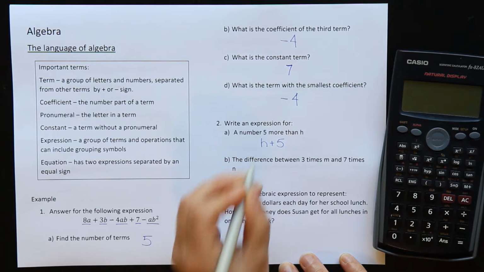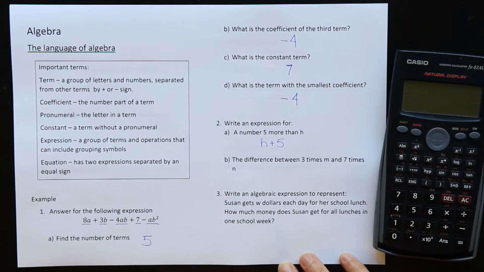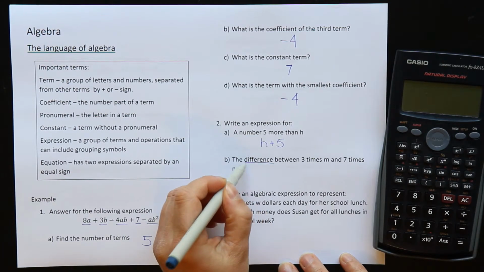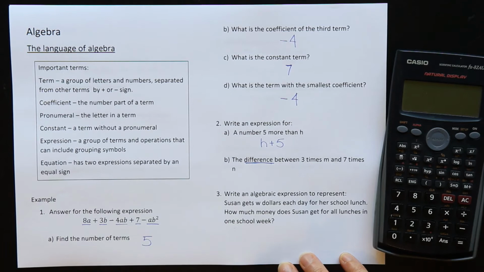So 5 more than h. And that is an expression. Let's try again for B. The difference between 3 times m and 7 times n. Well, difference means subtract. So I'm going to have to subtract some terms here.